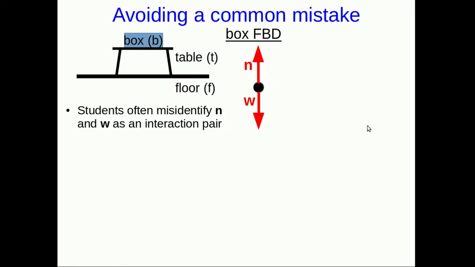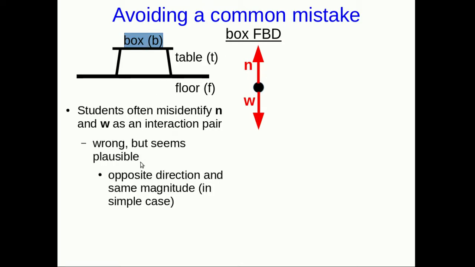Here's a common mistake that I often see students make. Think about a box on a table on a floor, right? We'll call them B, T, and F for short. And students will often misidentify the normal and the weight as an interaction pair. The reason they make that mistake is that it seems plausible. These two forces are in opposite directions, and if you understand Newton's second law, then you realize they also have the same magnitude. But of course, that's actually only true in a simple case like this.